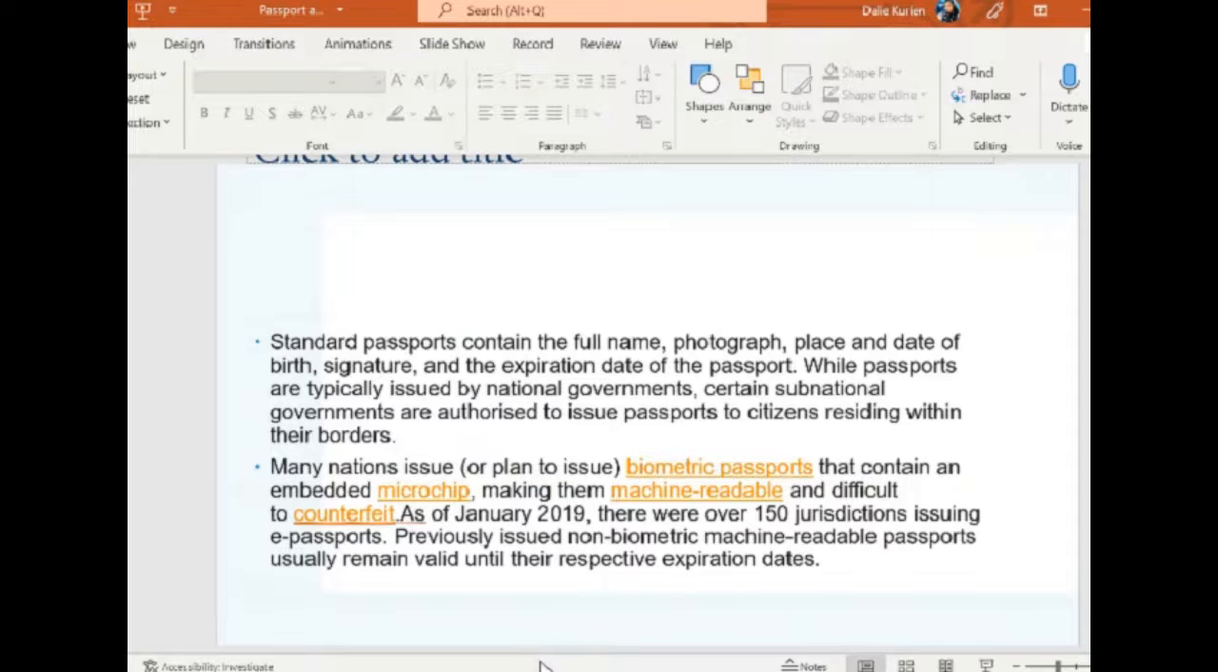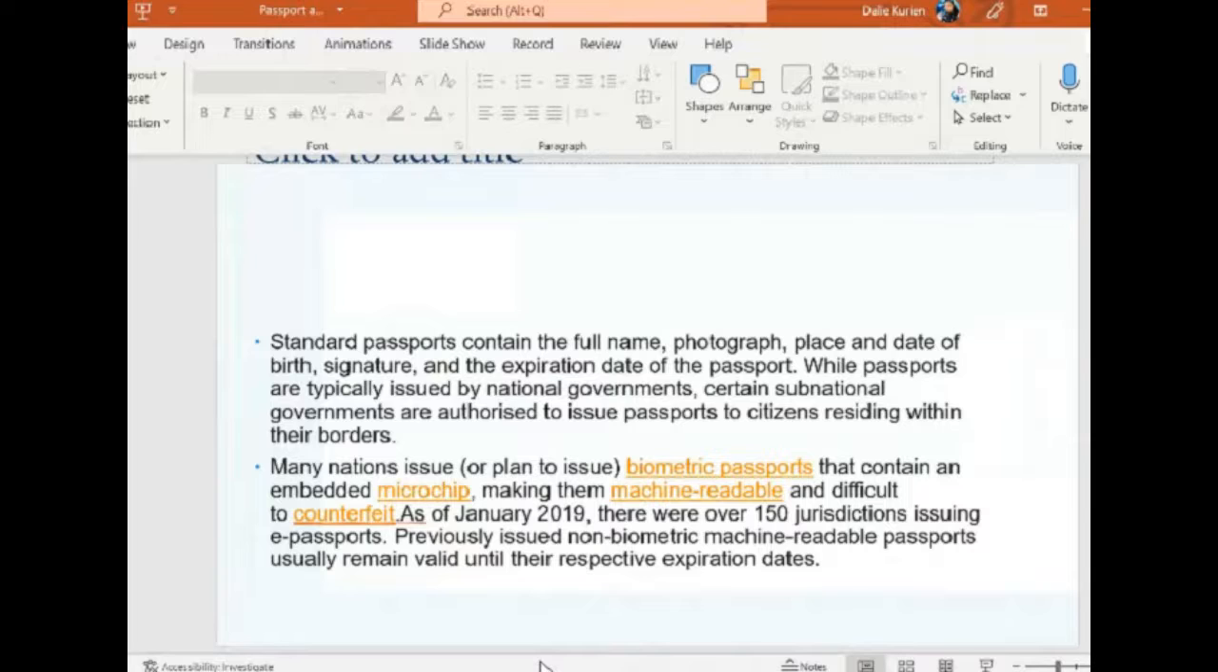Now, what does the passport contain? Standard passports contain the full name, your photograph, your place and date of birth, your signature, and the expiry date of the passport. On top of that, you also have a passport number, which is used everywhere. While passports are typically issued by national governments, certain sub-governmental authorities are authorized to issue passports to citizens residing within their borders. So even they can issue passports in regional sites.